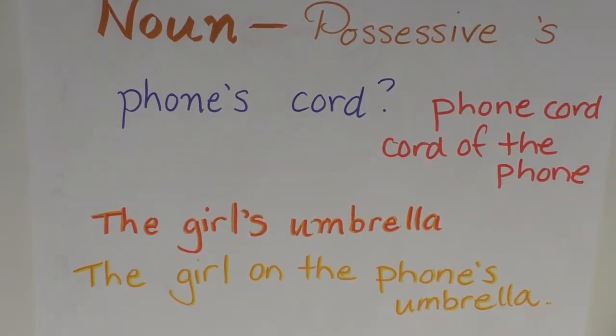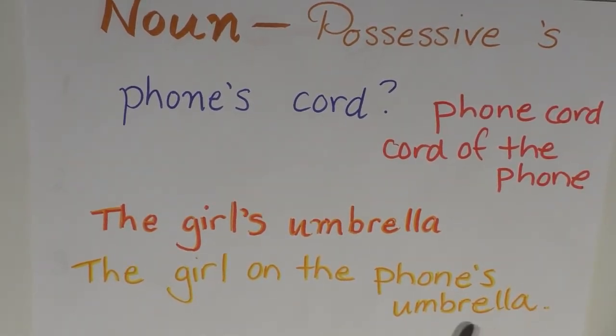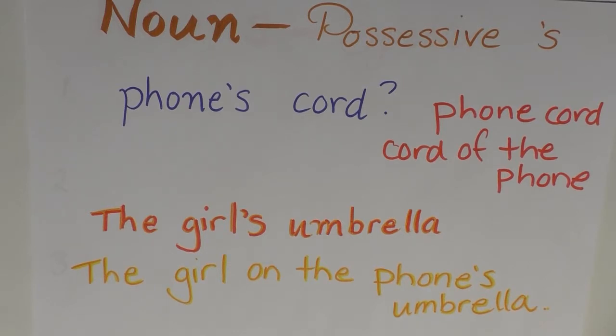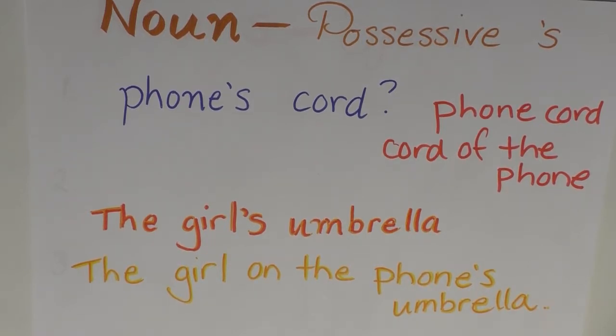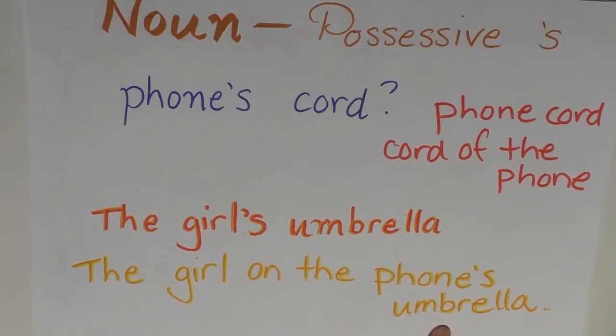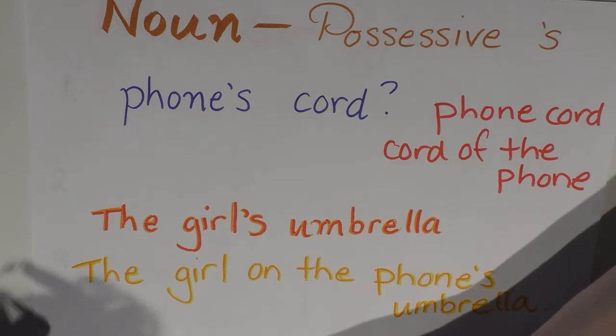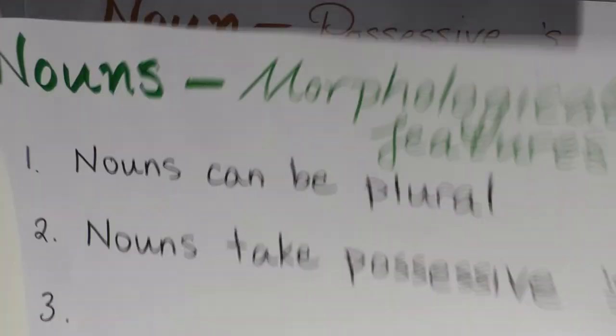However, if this same phone is at the end of a noun phrase, and we'll meet what a noun phrase is very soon too, then it seems to be fine. For example, we can say the girl's umbrella, but if the girl is currently talking on the phone, we can also say the girl on the phone's umbrella, and that seems to be quite natural. So either way, it's always the noun or noun phrase that carries the possessive S, which makes this a morphological feature of the noun. Let's go back to our morphological features, because I said that there were 3.